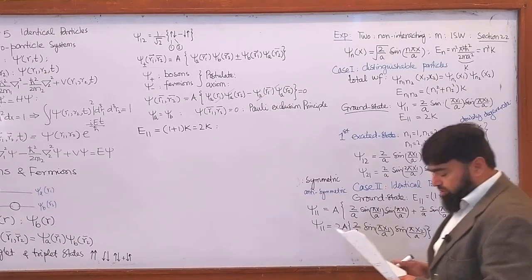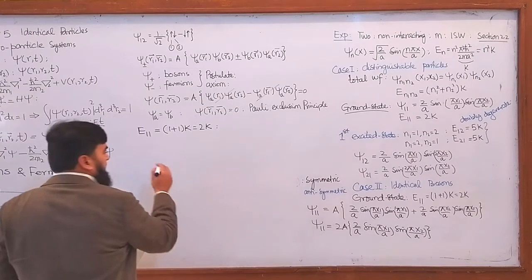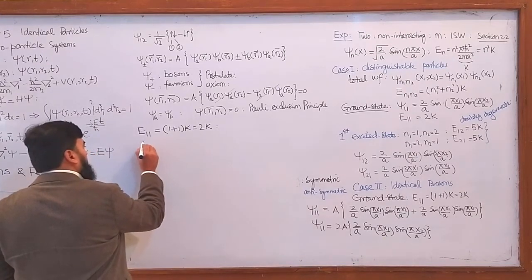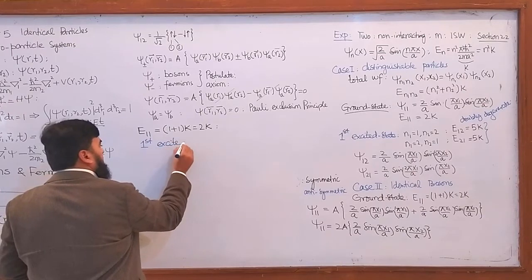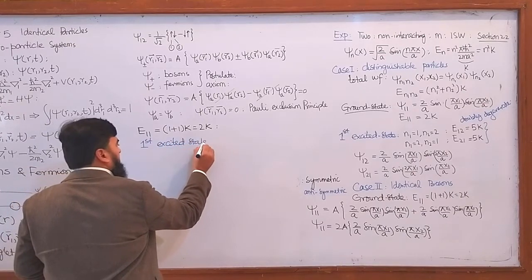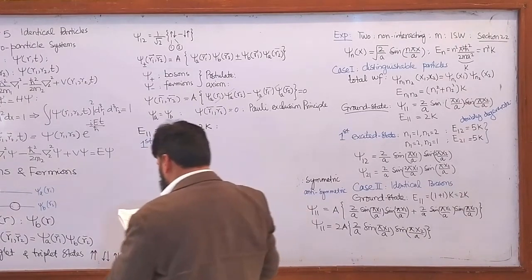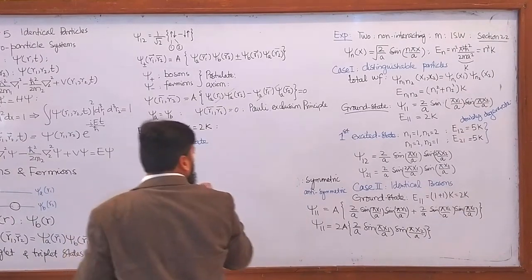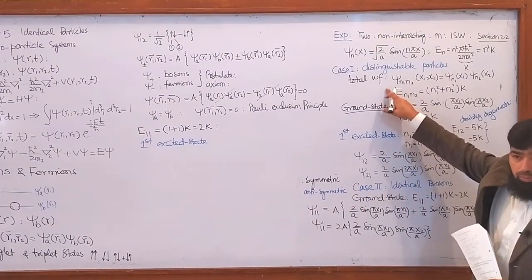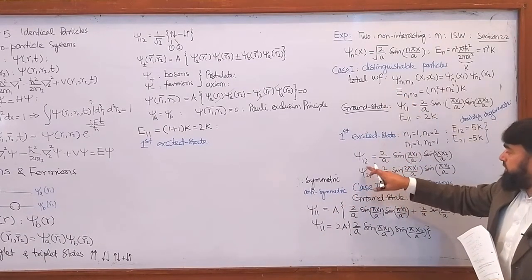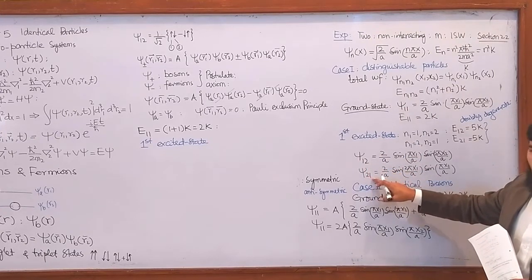And this is before. And now I will write for the first excited state. Now the first excited state, you know that for distinguishable particles, it was psi 1,2 was one state and psi 2,1 was another state.